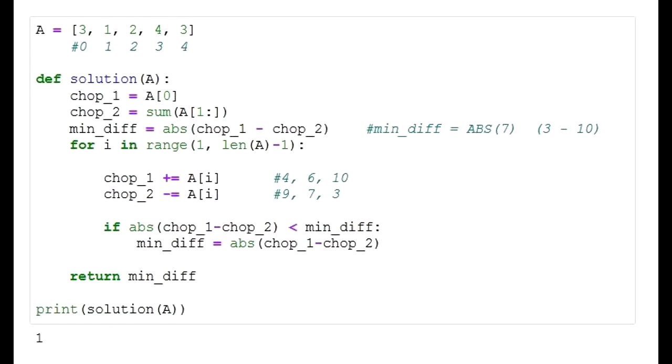Check out this slide here with some added comments for more clarification. Our very first variables for the chop tackle the first step, 3 minus 10. Then the for loop continues on going through the array. This is a great solution, simple and easy to read.